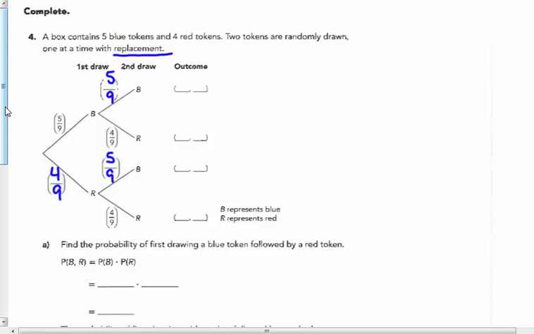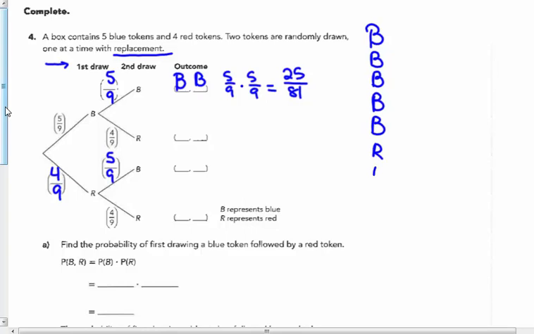So my outcomes, notice the nice headings here. Everybody's remembering the headings. And we could get a blue with a blue, which is 5/9 times 5/9, which gives me 25 out of 81 possibilities. So prior to using fractions in our tree diagram, if you were to draw this, you would have probably done something like this. Oh, you can get a blue, a blue, a blue, a blue, a blue, and a red, a red, a red, and a red.